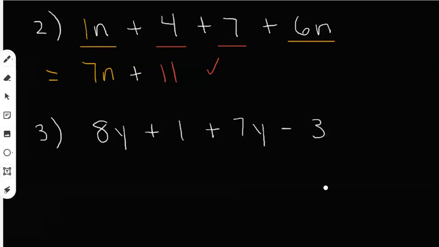The first thing you're going to do with number 3 is you're going to underline all the terms that end with a variable. In this case, the variable is y. So you're going to underline the like terms. That's going to be 8y and 7y. So 8y plus 7y, that's going to be 15y.